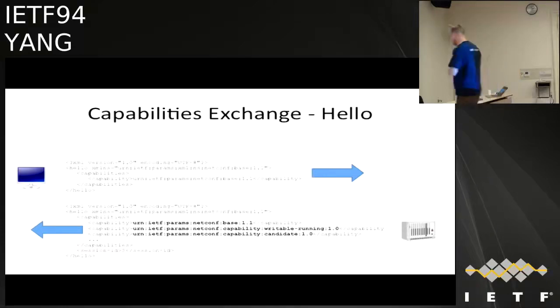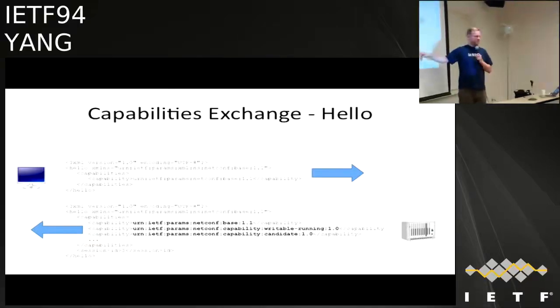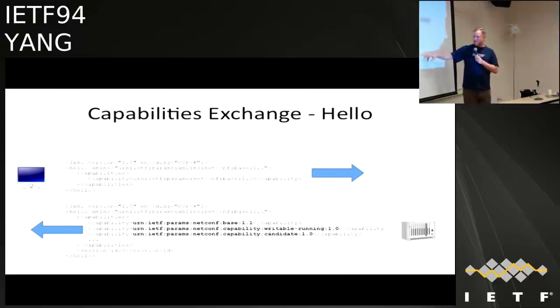What this server tells the client here is that it supports NetConf base protocol 1.1, so the client knows that all the mandatory capabilities, all the mandatory functions in NetConf, are supported by the server. It also says that actually I have writable running. You can write straight into my running data store, and I have a candidate. So this implementation actually has two of the three data stores that I showed you on the previous slide.